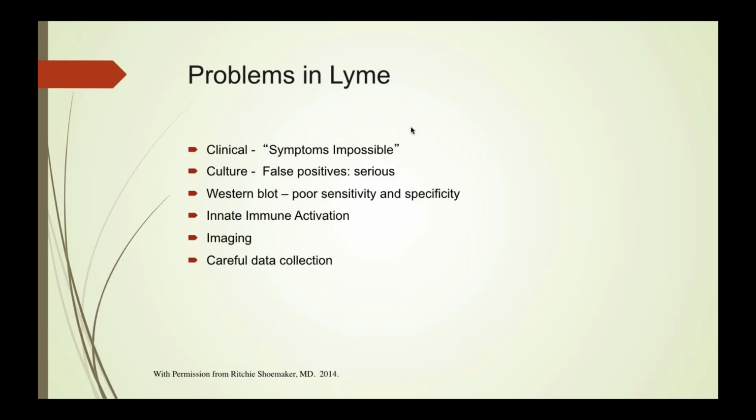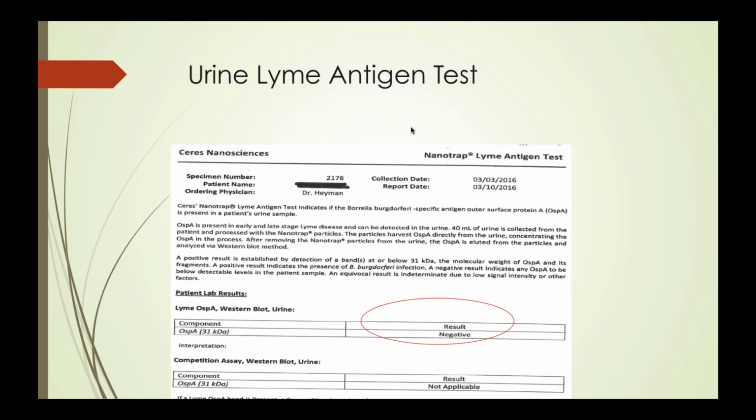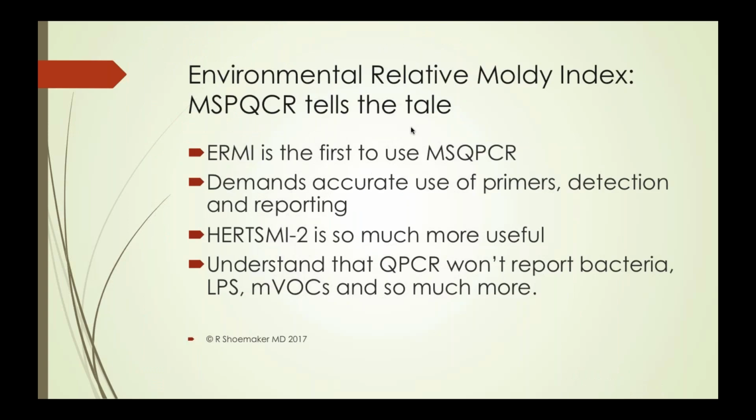But now we have an ability to do a little bit more careful data collection. And I prefer the NanoTrap test. This, I think, is a lot more accurate than the standard ELISA and Western blot. You can't really get false positives on this test. It's very highly sensitive. It's absolutely specific. It was developed at George Mason University in Virginia, and it was designed to be a better and more accurate test for Lyme disease. And it's easy because it's a urine test. And we're looking for an antigen in the urine. In this particular patient, this is an individual who was negative.